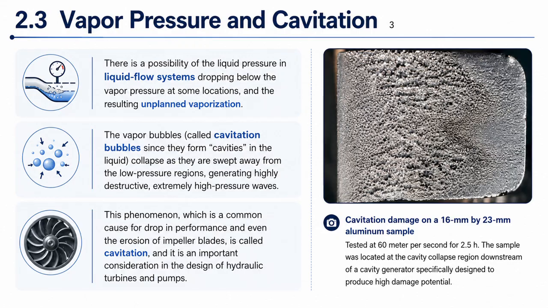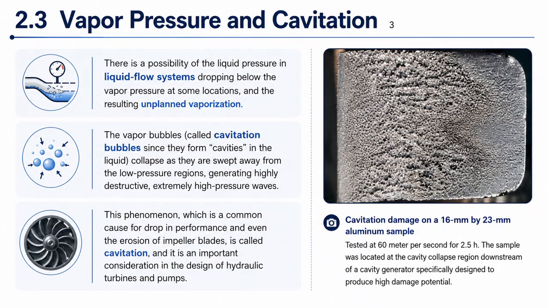In this slide, we will visit a new concept called cavitation. Cavitation occurs when the local pressure in a liquid drops below the liquid's vapor pressure. We can state the cavitation condition as P local is less than P vapor. When this happens, vapor bubbles form inside the liquid. These bubbles are called cavitation bubbles.